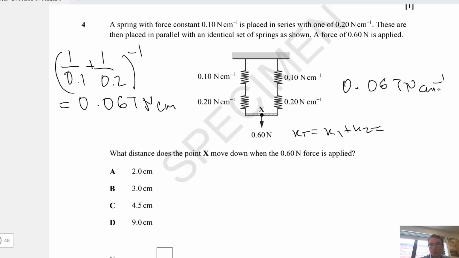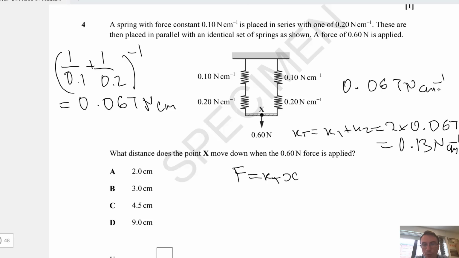In other words, this plus that, which is just equal to 2 times this number. So I'm going to multiply whatever I had in the calculator by 2, and that's going to give me 0.133 recurring newtons per centimeter. My final step will just be to use F is equal to Kx to work out the extension. So it's going to be 0.6 divided by 0.133 recurring. Because this number here is recurring, we're actually going to get 4.5 centimeters.